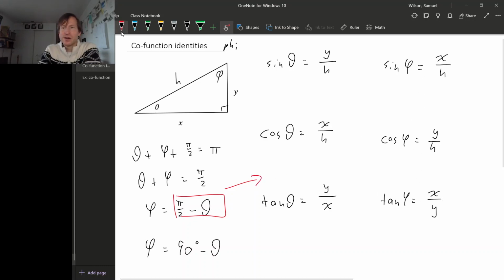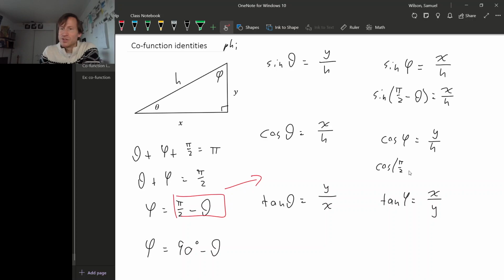So we can actually take this expression for phi and put it into these trigonometric functions over here. So when we say sine of phi is x over h, another way of saying that is sine of pi over 2 minus theta is x over h. And cosine of pi over 2 minus theta is y over h. And tangent of pi over 2 minus theta is x over y.